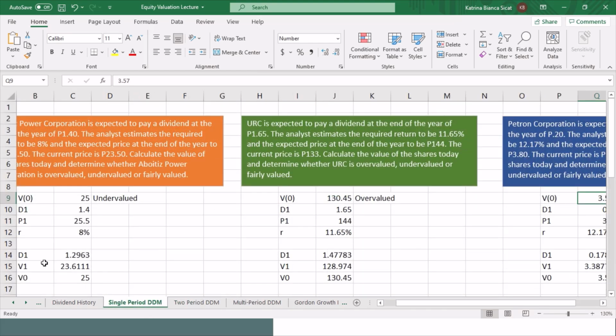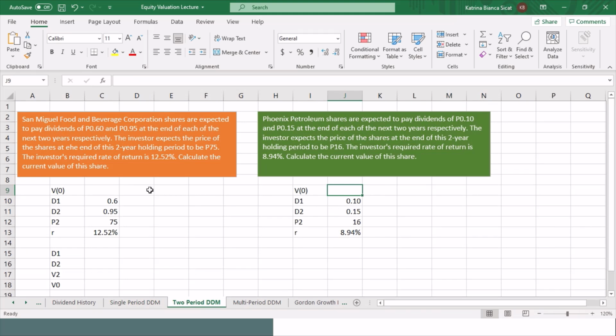Using the concept from earlier, you just simply have to get the present value of each of the dividends each year, and then you have to add the estimated value of your stock price at the end of the period. Okay, so in this case, it's San Miguel Food and Beverage Corporation, and the dividends are 0.6 and 0.95 at the end of each of the next 2 years, respectively. So the investors expect the price of the shares at the end of this 2-year holding period to be 75 pesos. The investor's required rate of return is 12.52%. You have to calculate the current value of the share.